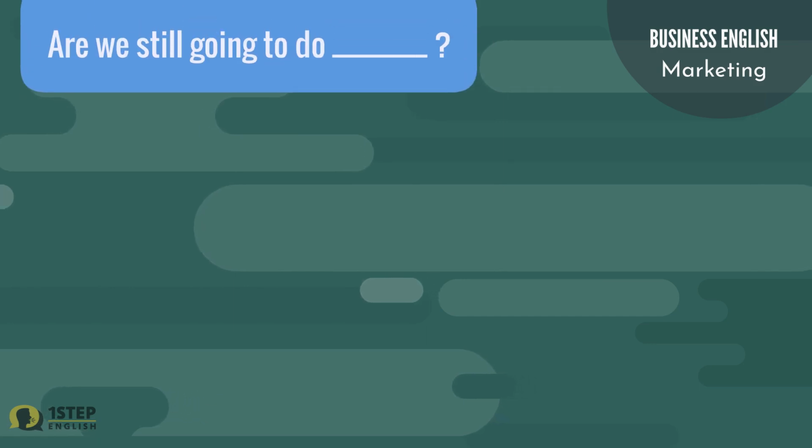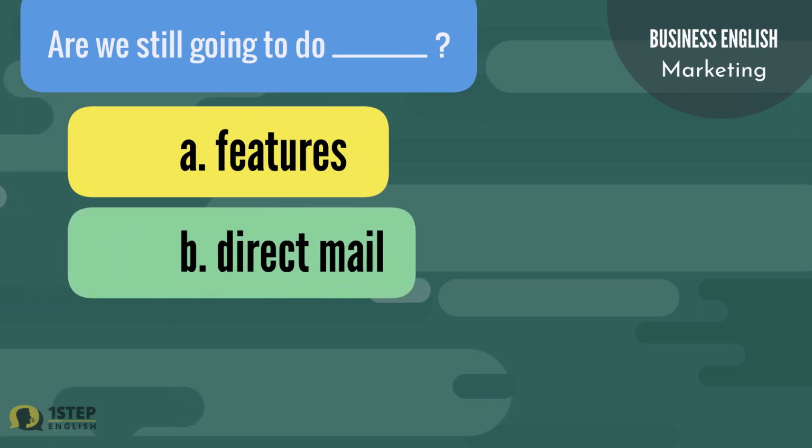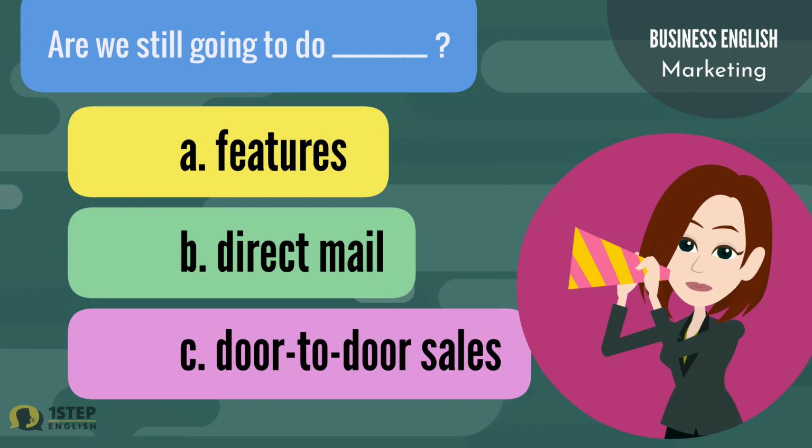Are we still going to do blank? Letter A. Features. Letter B. Direct mail. Letter C. Door-to-door sales. The correct answer is letter C. Door-to-door sales. Are we still going to do door-to-door sales?